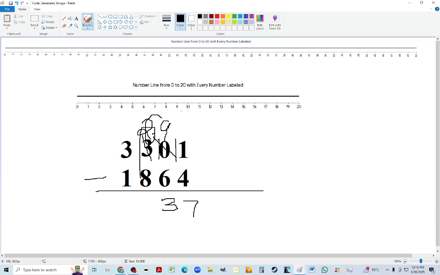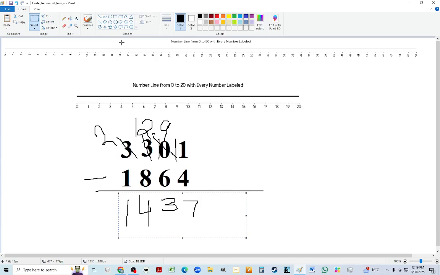What's 2 minus 8? Well, we can't do it. So this 2 must borrow from this 3. So this 3 becomes a 2, and it gives its 1 to this 2, which becomes a 12. 12 minus 8. Here's 12. 1, 2, 3, 4, 5, 6, 7, 8. 4. And finally, the last one's doable. 2 minus 1 is 1. So the number we have is 1437.